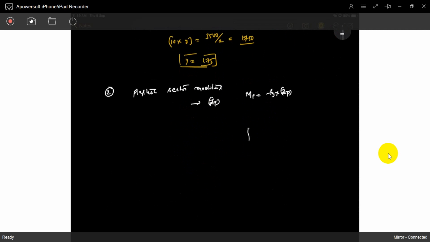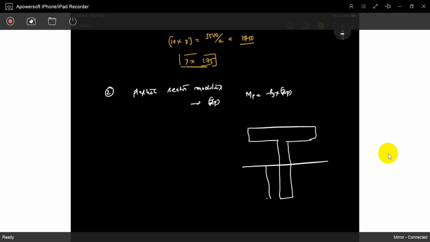So again I will draw the diagram. No need to again. It is 175, it's 25, it is 150, it's 10. That's it. So how to find out the plastic section modulus? In the previous problem I explained that every section reaches Fy. Every section reaches Fy.